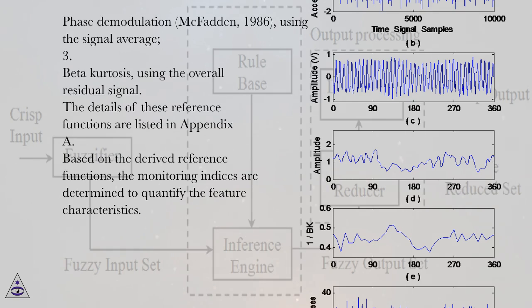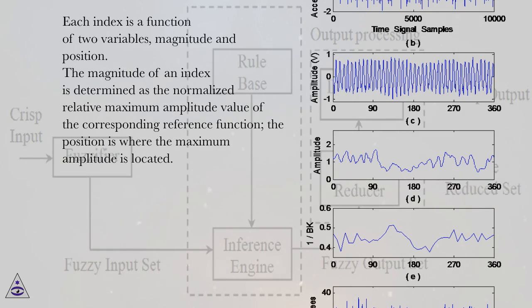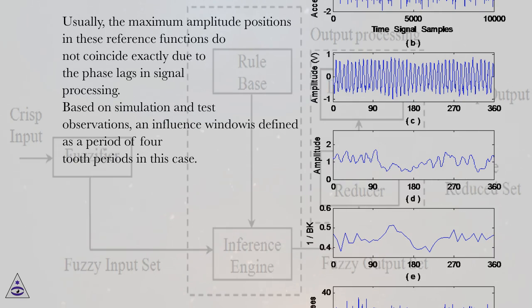Based on the derived reference functions, the monitoring indices are determined to quantify the feature characteristics. Each index is a function of two variables, magnitude and position. The magnitude of an index is determined as the normalized relative maximum amplitude value of the corresponding reference function, and the position is where the maximum amplitude is located. Usually, the maximum amplitude positions in these reference functions do not coincide exactly due to the phase lags in signal processing.